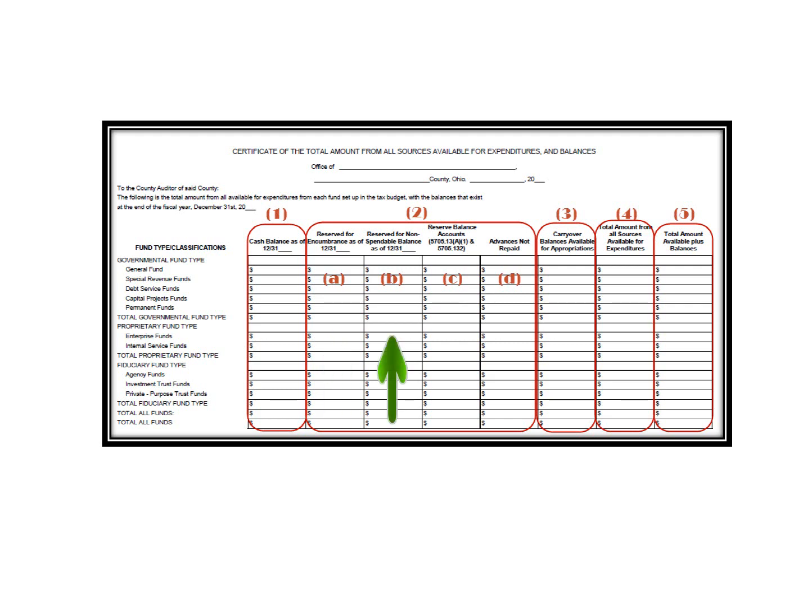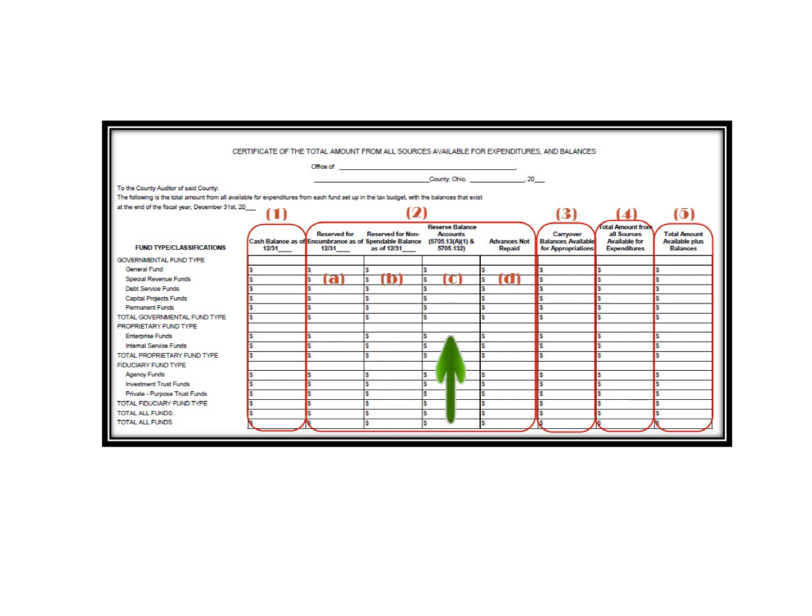Column B, reserved for non-spendable balance as of 12/31. Only funds with a non-spendable balance will have an entry in this column. If it's not spendable, it's not available. So the non-spendable amounts reduce a fund's resources available.